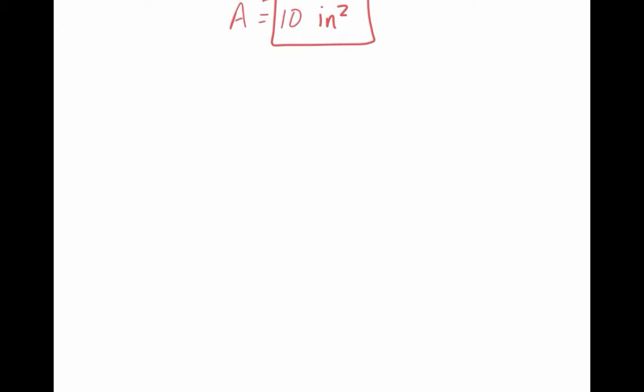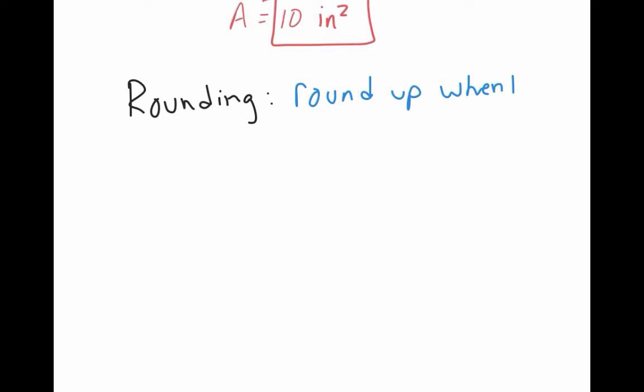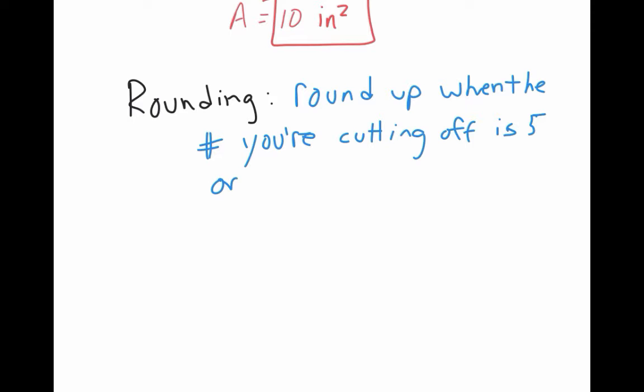Last section, rounding. This officially isn't part of this section of notes, but it comes up in the review questions. A good skill to have, so rounding. The key to rounding is you round up when the digit that you're cutting off is what or bigger? 5. Yep, very good. So round up when the number you're cutting off is 5 or larger.